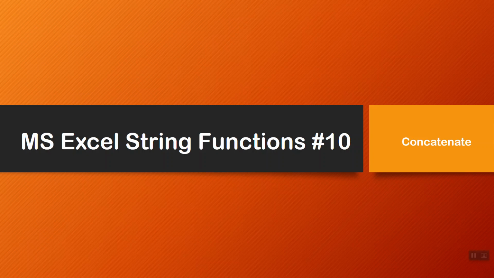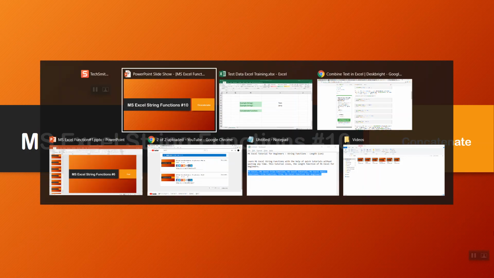As part of today's string functions, I'm going to cover the concatenate function. The concatenate function is used to concat multiple texts, multiple words or strings to form a longer string. Now let me show you with the help of an example.